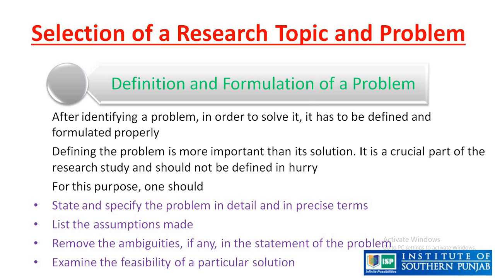Number 2, list the assumptions made. That is, what are the conditions of solving that problem? List out those conditions or assumptions which you are considering. Remove the ambiguities, if any, in the statement of that problem, and examine the feasibility of a particular solution. That is, you have to examine whether a particular solution is feasible or not.